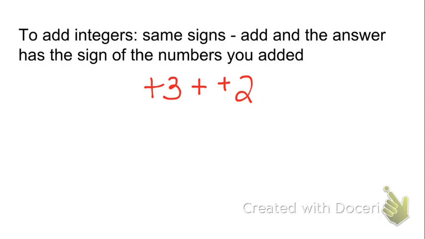Okay, so positive 3 plus positive 2, that's really just 3 plus 2. We don't need all those extra positives. So what is 3 plus 2? 5. And in this case, we're going to say it's positive 5. Same thing that you've been doing all along. Okay, erase that one.